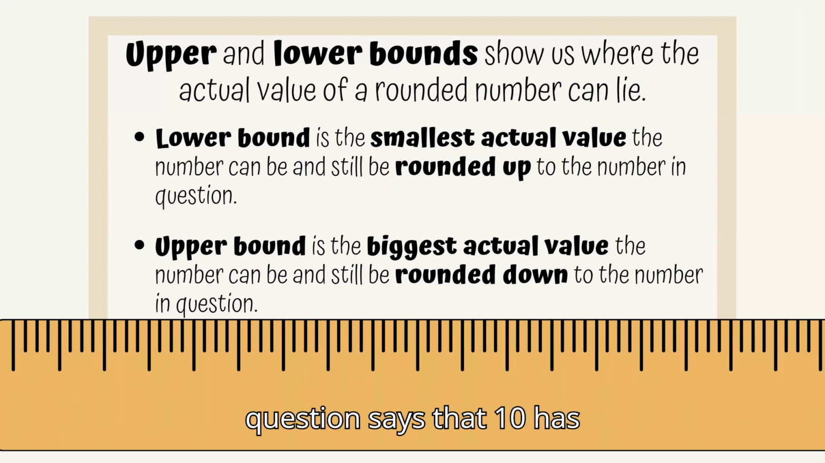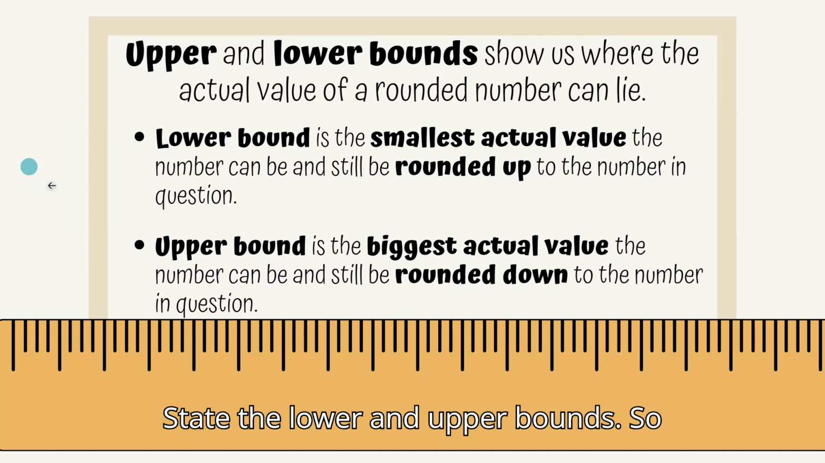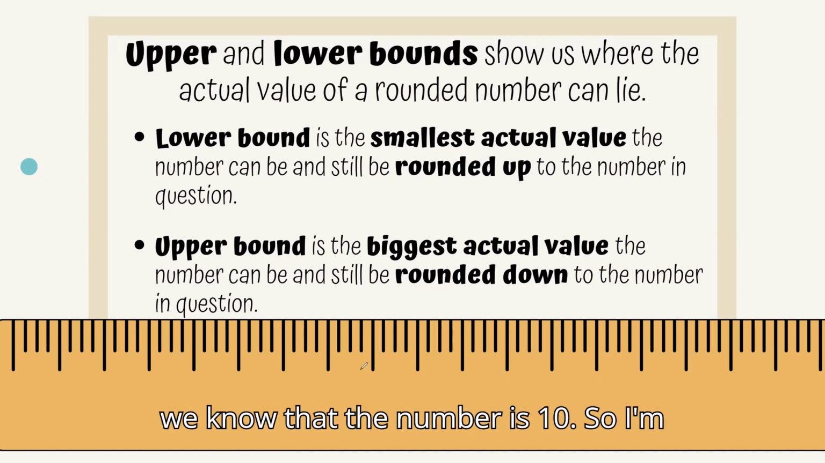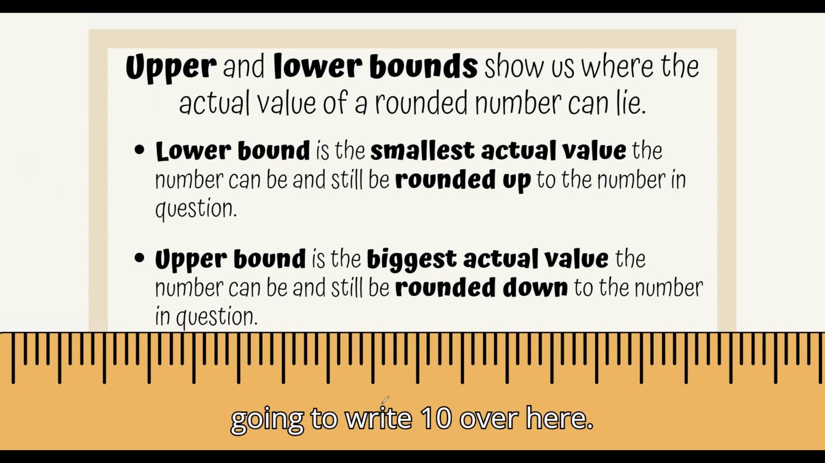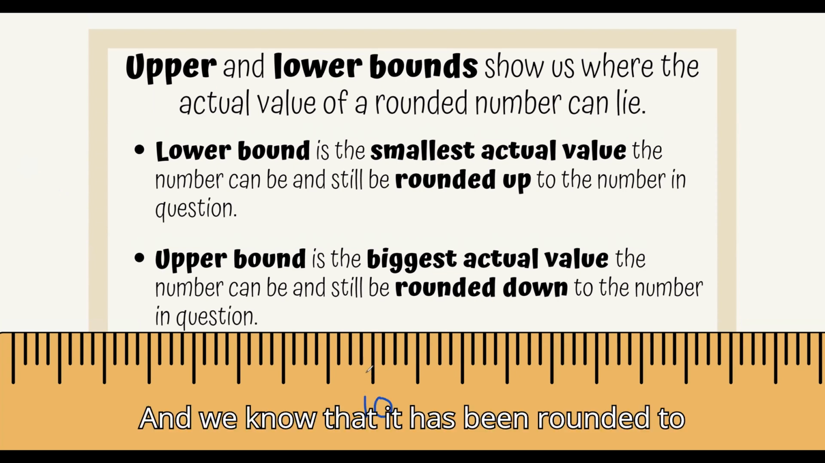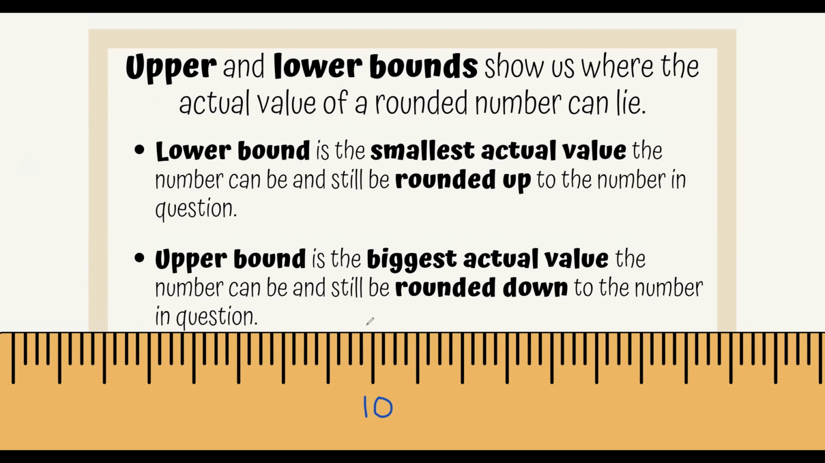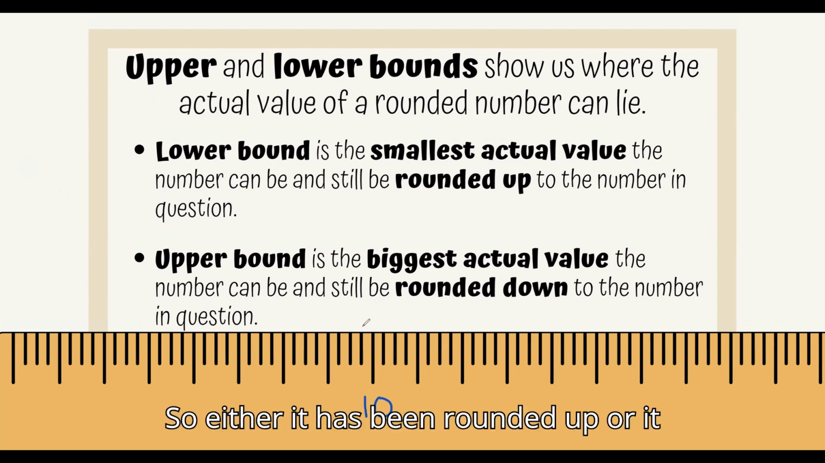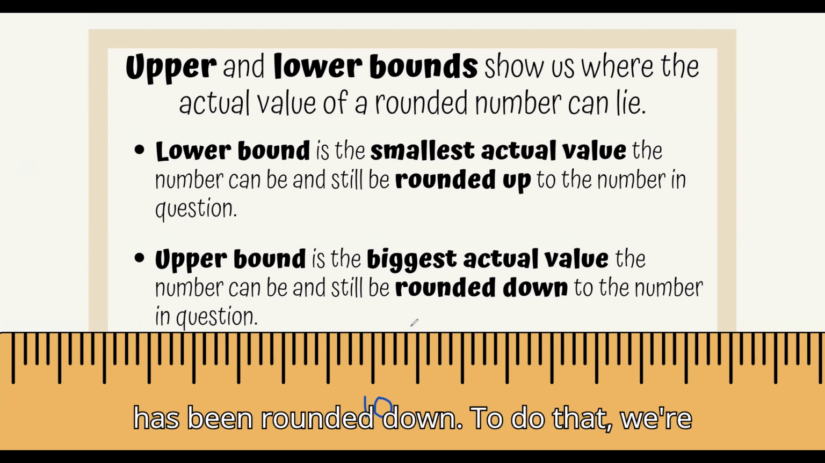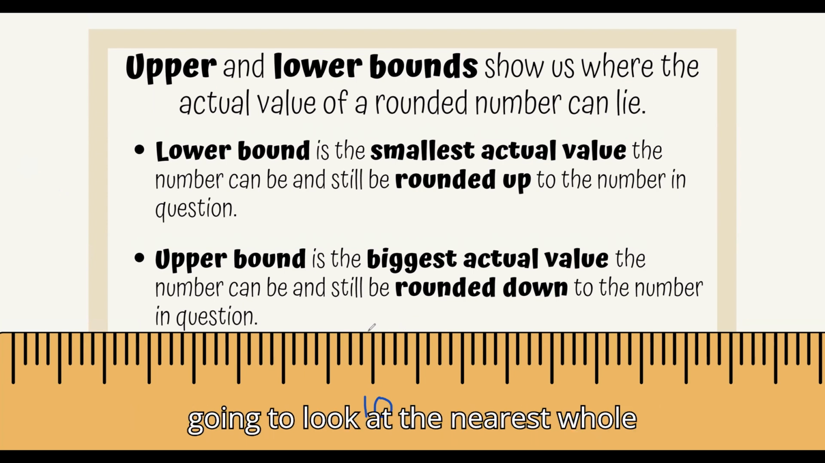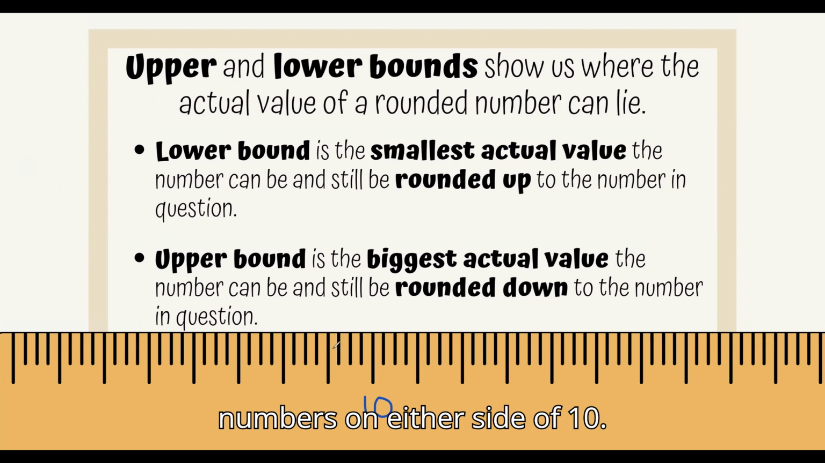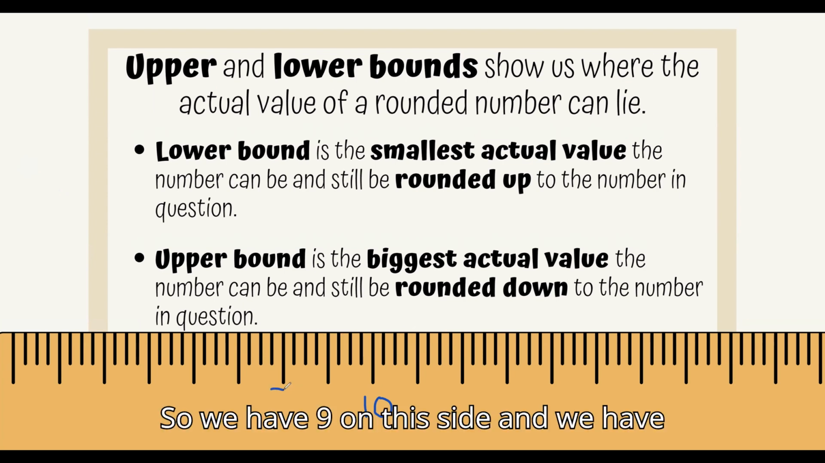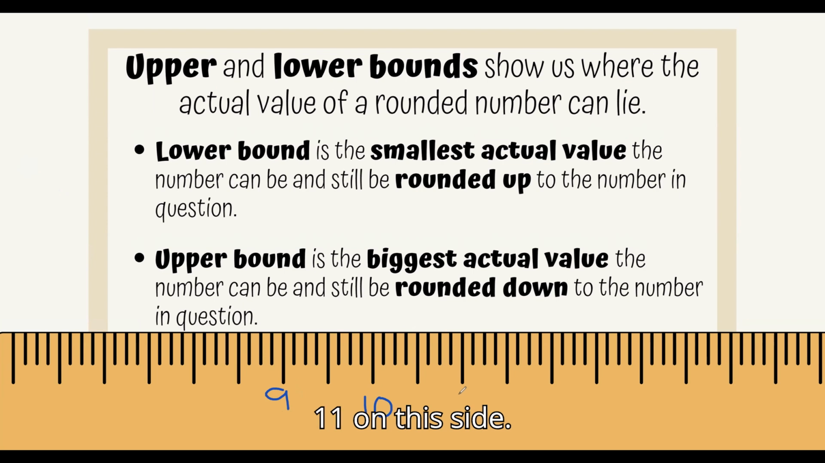For example, the question says that 10 has been rounded to the nearest whole number. State the lower and upper bounds. So we know that the number is 10, so I'm going to write 10 over here. And we know that it has been rounded to the nearest whole number, so either it has been rounded up or it has been rounded down. To do that, we're going to look at the nearest whole numbers on either side of 10. So we have 9 on this side and we have 11 on this side.